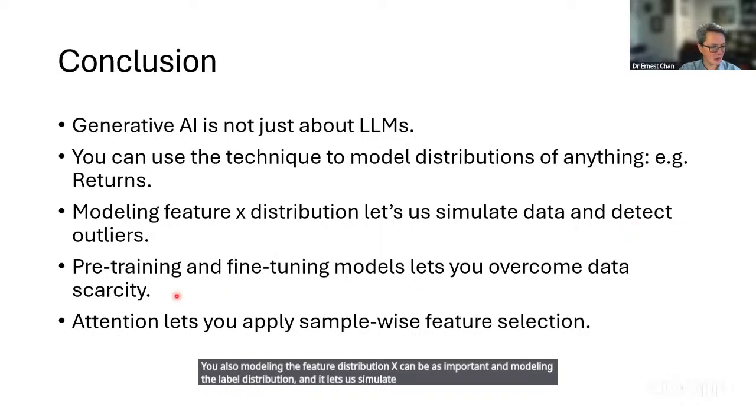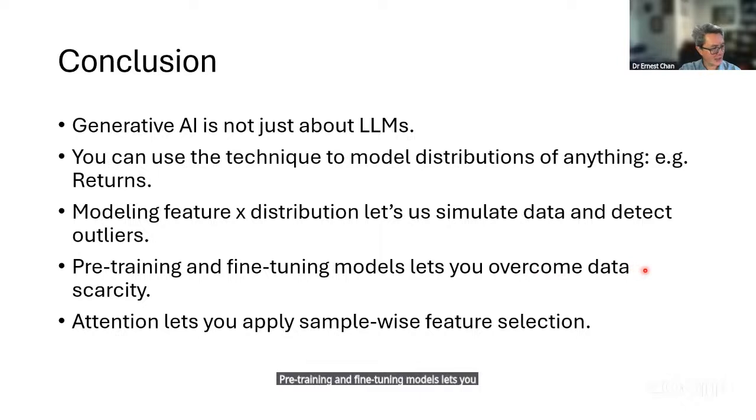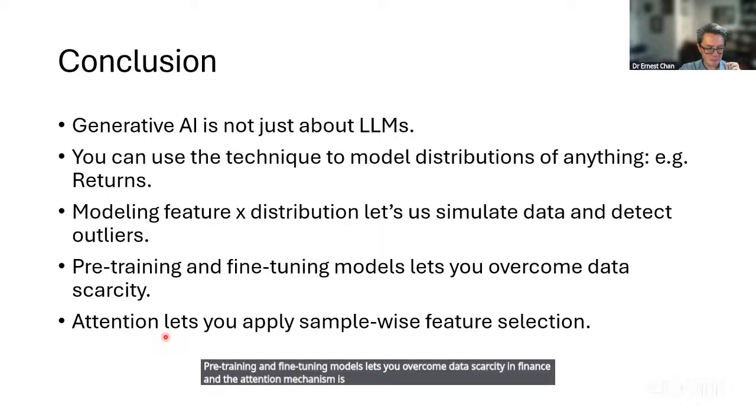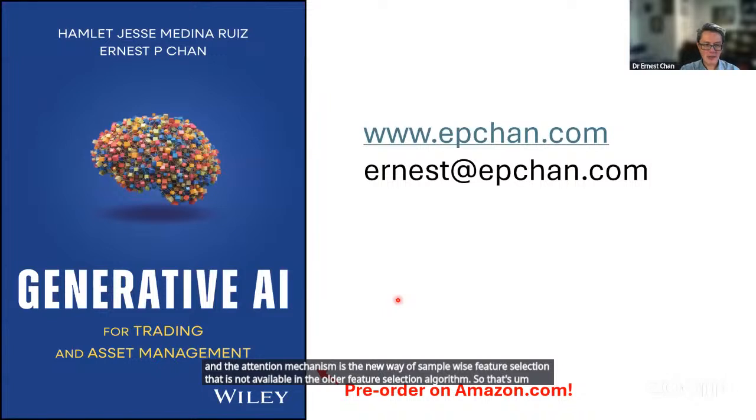data and detect outliers. Pre-training and fine-tuning models lets you overcome data scarcity in finance, and the attention mechanism is the new way of sample-wise feature selection that is not available in the older feature selection algorithms. So that concludes our talk, and I'm happy to take any questions.